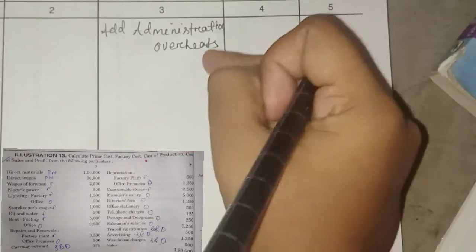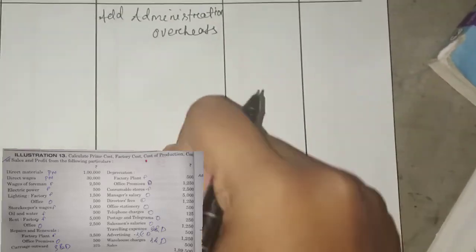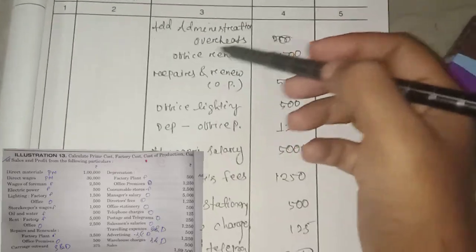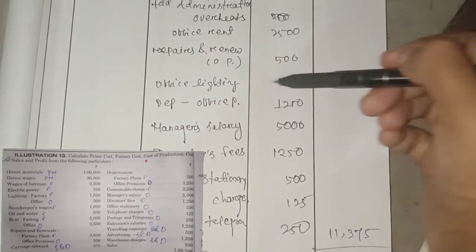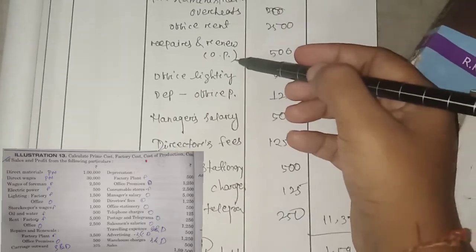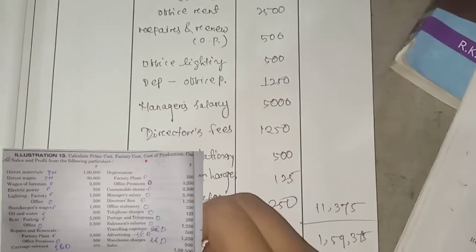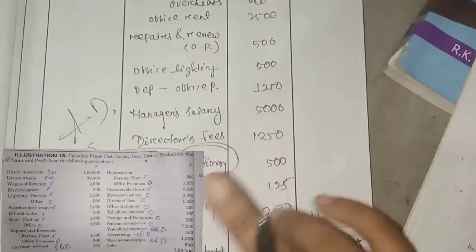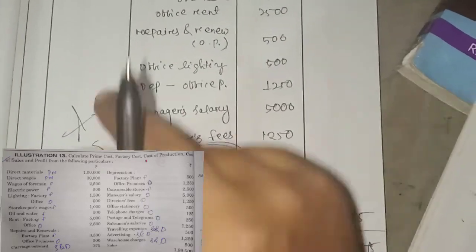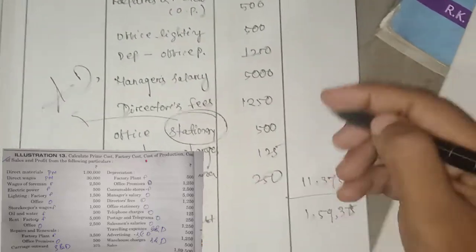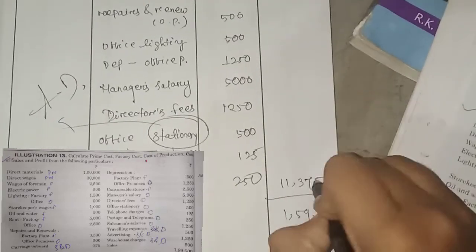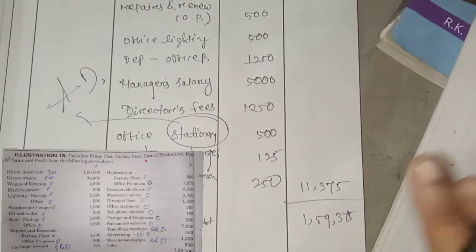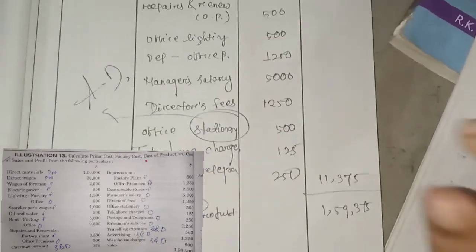I quickly wrote down all the particulars in this. As you can see, I added all the things like office rent, repair, renewal, office depreciation, depreciation of office premises, manager salary, director fees, office stationery. Stationery is a thing only in administration overheads. Remember this: here it is written factory or the office. Then telephone charge, and my total cost is 11,375. So the total cost is 1,59,375. Clear? Then what are we going to add?